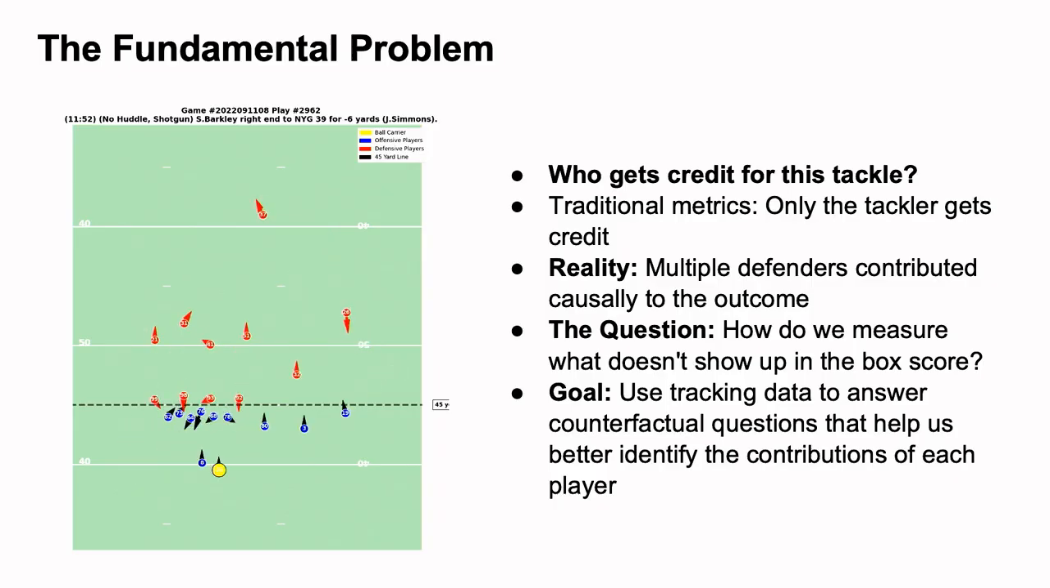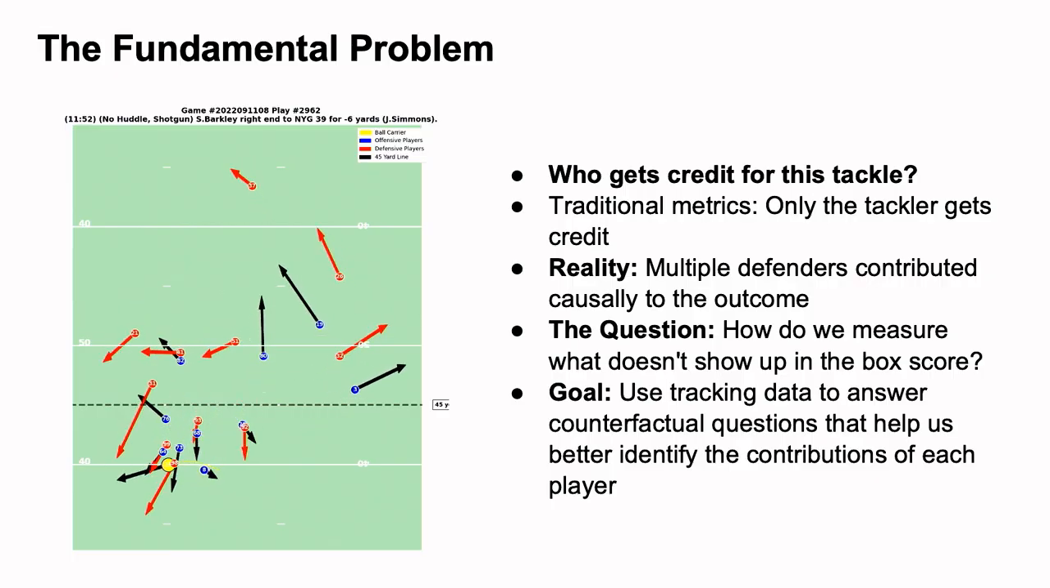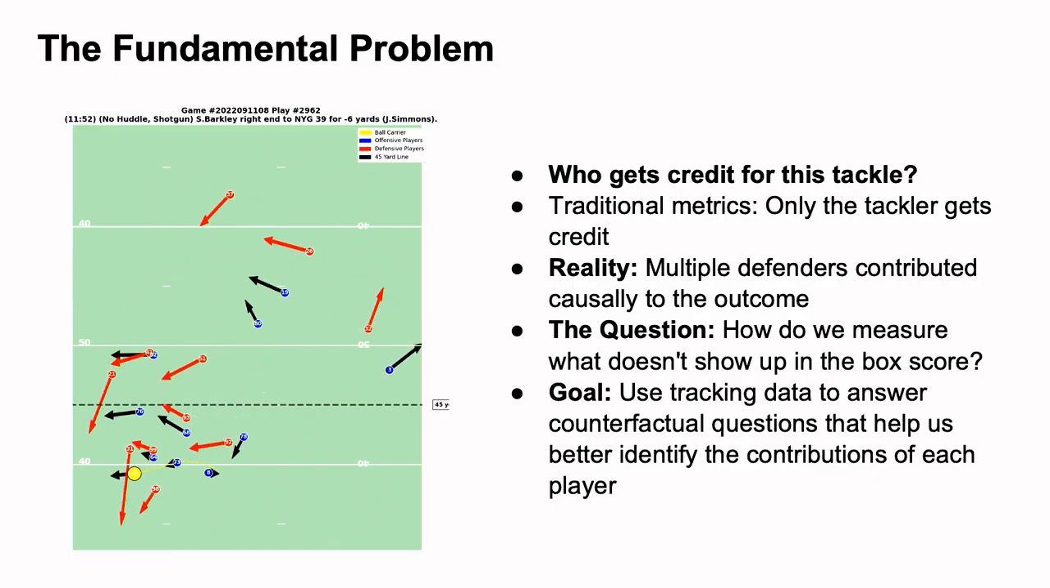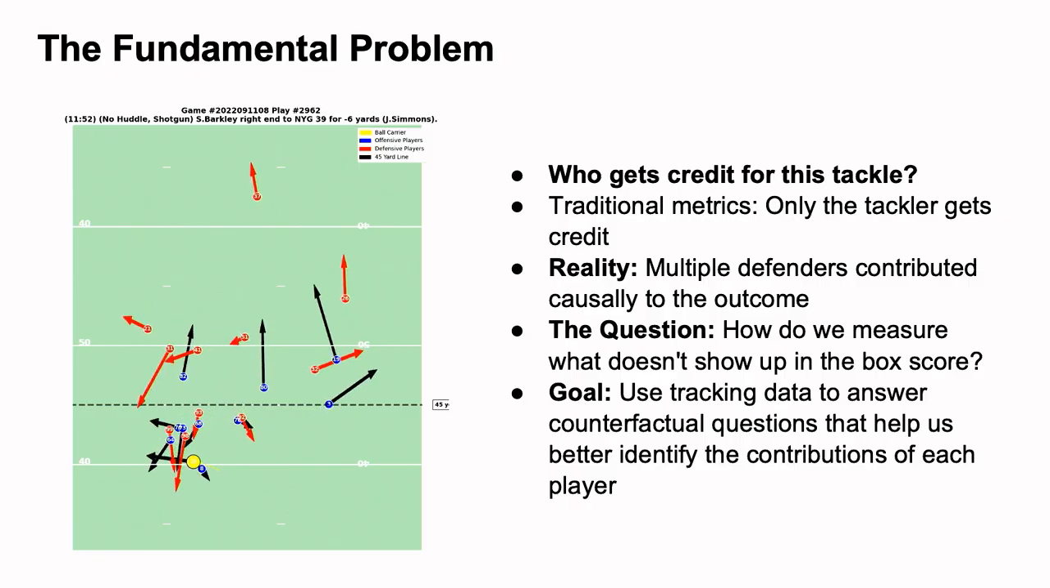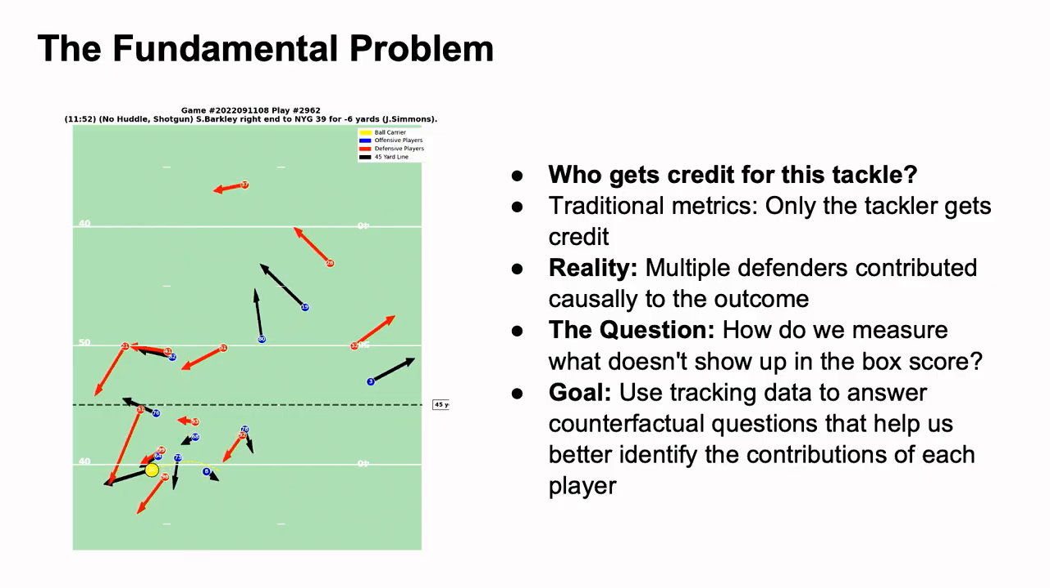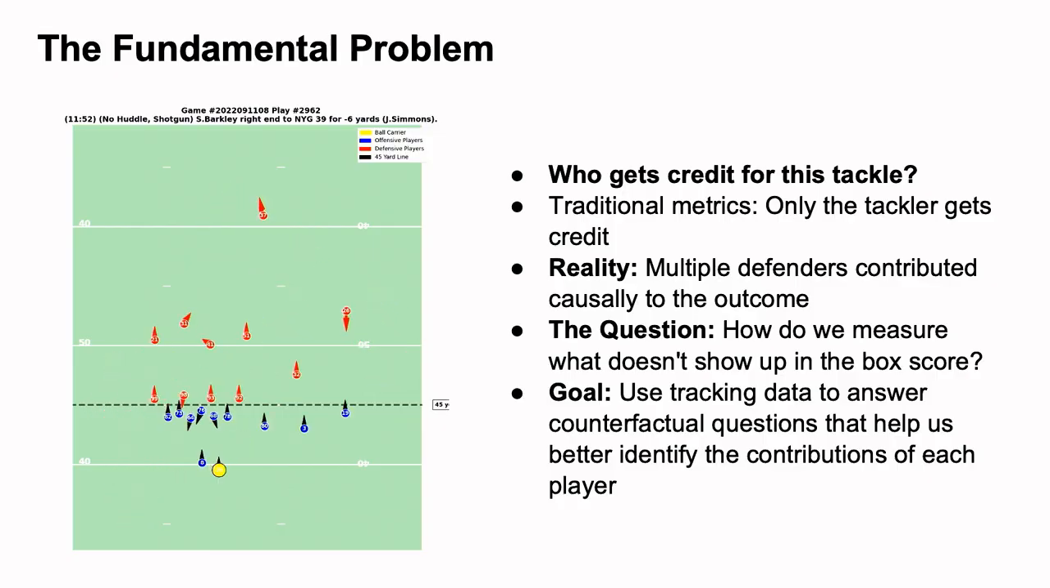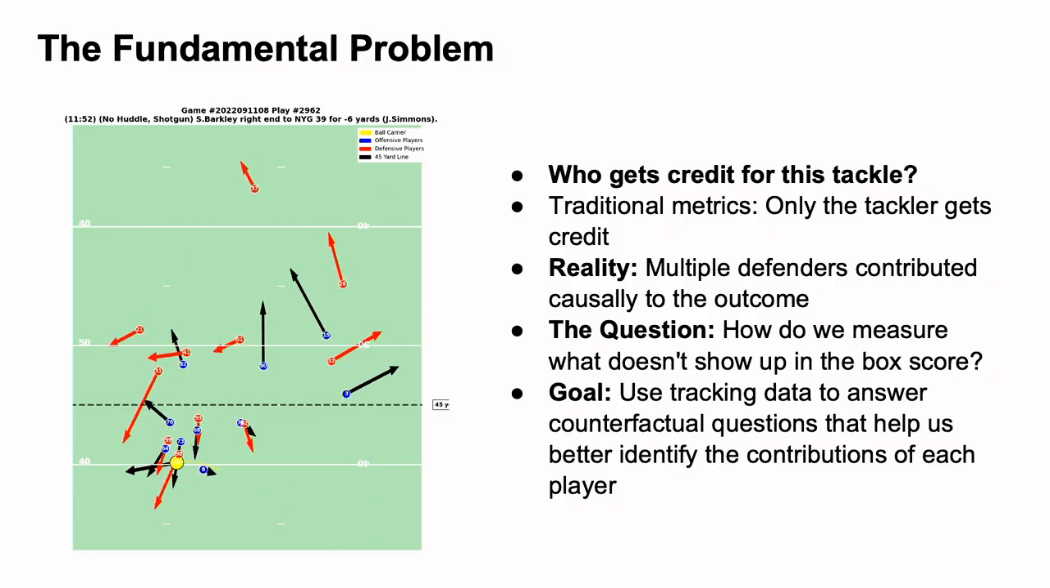Okay. So here we have an example play, where we have the offense in blue, defense in red, and the ball carrier, who is Saquon Barkley, and this is a running play. Right here, Saquon Barkley gets tackled for a 6-yard loss by Jeffrey Simmons. And so the question is, who gets credit for this tackle? Who's responsible for the outcome of this play?